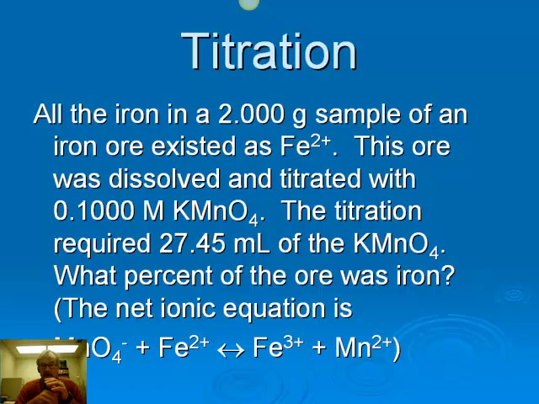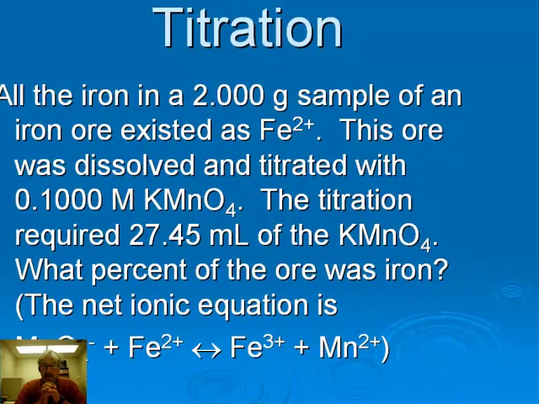And there must have been a visual indication. What percent of the ore was iron? And then the net ionic equation is given to you. Now this is a redox titration, so you're going to have to balance a redox reaction to get this task completed. Before I do anything, I think I'm going to balance my redox reaction.